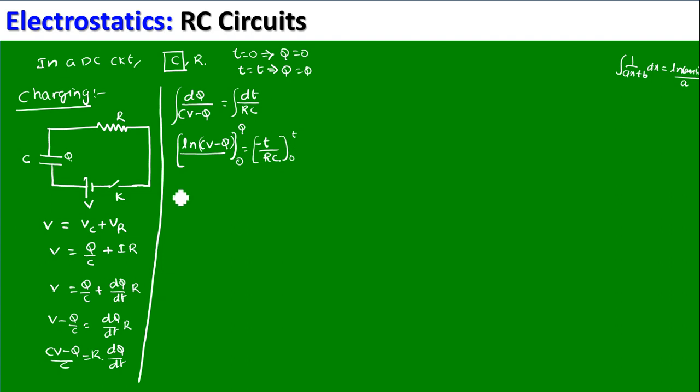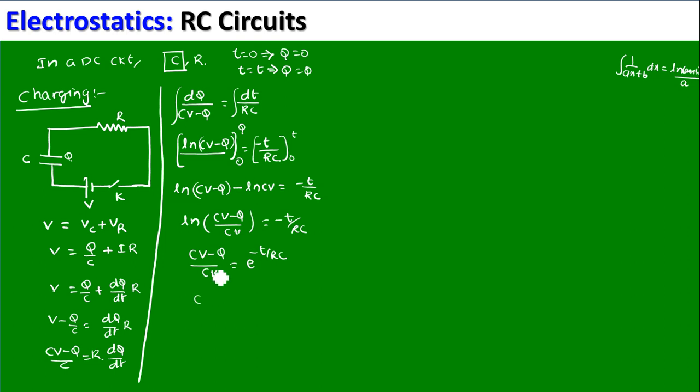Now if I substitute the upper limit, it will be log of CV minus Q minus log of CV minus 0, right? So we'll get log CV. That is equal to, if I substitute the upper limit, minus t by RC. If I substitute the lower limit, I get 0. So log A minus log B is nothing but log A by B. Log of A by B is equal to minus t by RC. Now CV minus Q by CV is equal to e power minus t by RC.